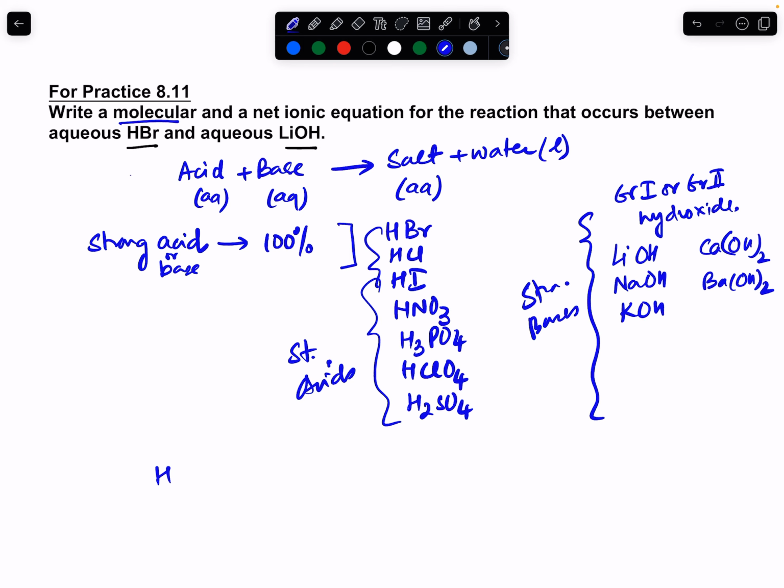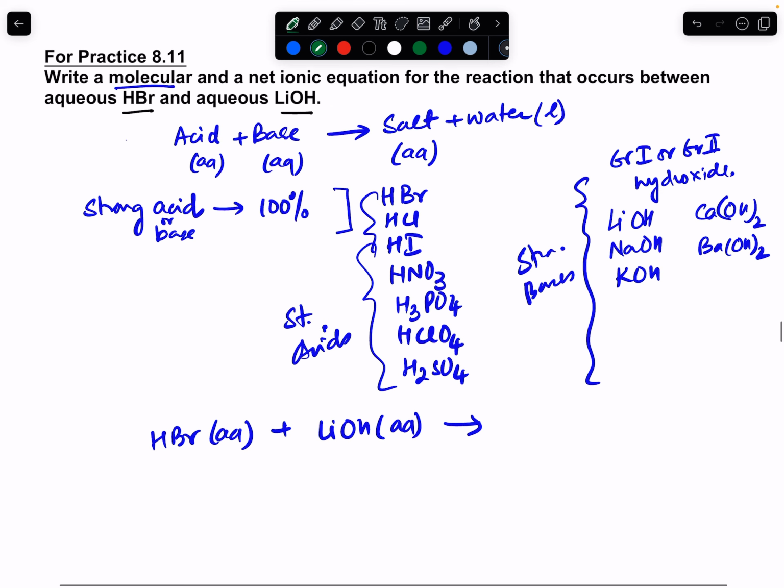So HBr is a strong acid. So we write HBr(aq) plus LiOH(aq). And since it's an acid-base reaction, it's going to undergo a neutralization. And for us to understand what kind of neutralization it's going to undergo, let's take the HBr and write out the ions that are going to form. So that's going to be, I'll just write them right below this, H plus, Br minus. The LiOH is going to form Li plus, OH minus.